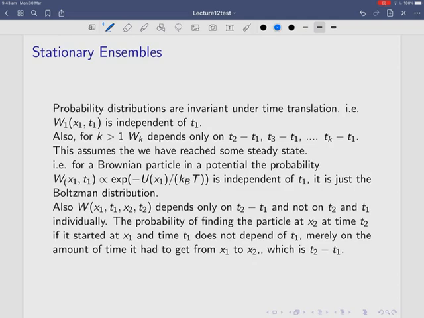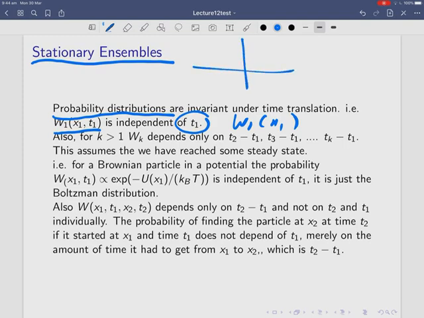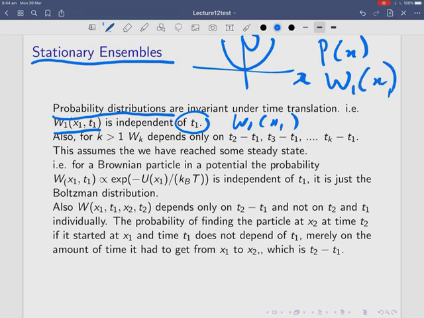All right, now we'll introduce a very useful concept, shall we say, of stationary ensembles. Okay, they're ensembles such that the probability distribution is invariant under time translation. It's invariant in time. Okay, so W1(x1, t1) is independent of t1, so it's only a function of x1. Okay. So let's go back to a classical random particle in a box. Here's not a box, a potential I mean. Here's U, here's x. If I looked at the probability distribution for x, P of x, which we're going to label W1(x), or x1, it's independent of time.